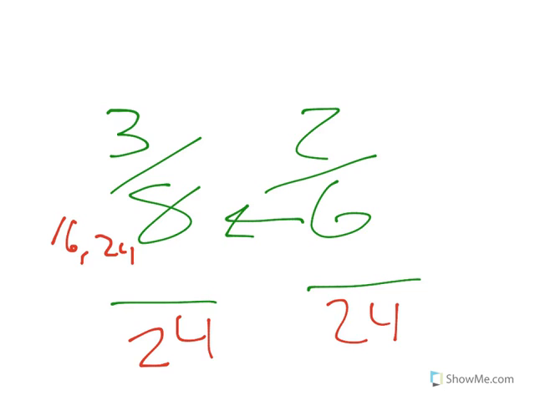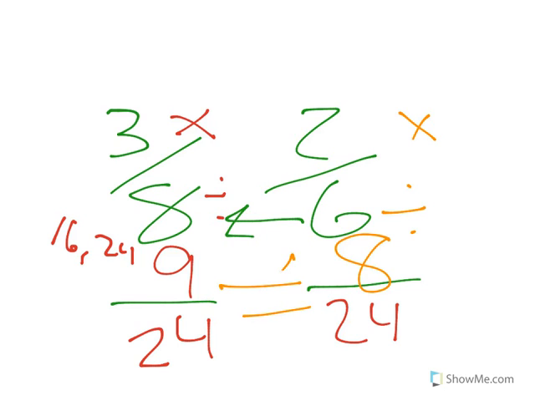24 divided by 8 is, good, 3. 3 times 3 is, good, 9. And then we'll do divide and times. 24 divided by 6 is 4. 4 times 2 is 8. So are they equivalent? No.